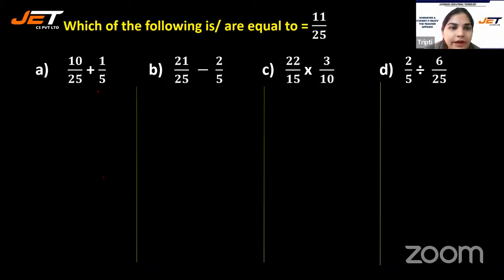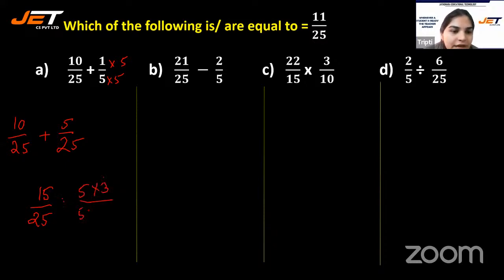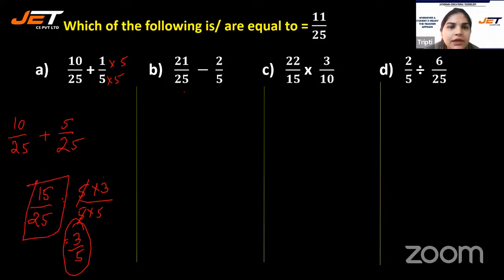10 by 25 plus 1 by 5. Here, if I multiply it by 5, 10 by 25 plus 1 by 5. 1 times 5 is 5. 5 times 5 is 25. 10 plus 5 is 15 by 25. So you can also write it as 5 times 3 and 5 times 5, which is 3 by 5. Or just 15 by 25 is also right.